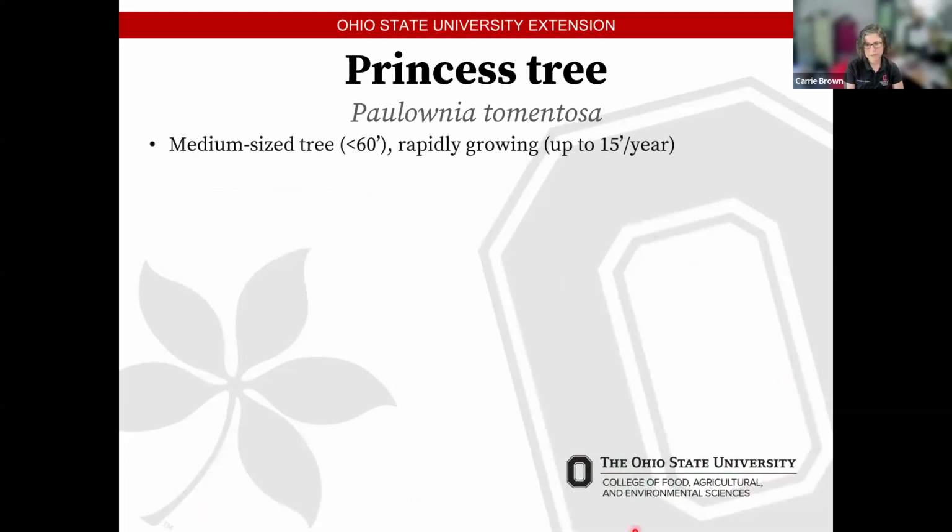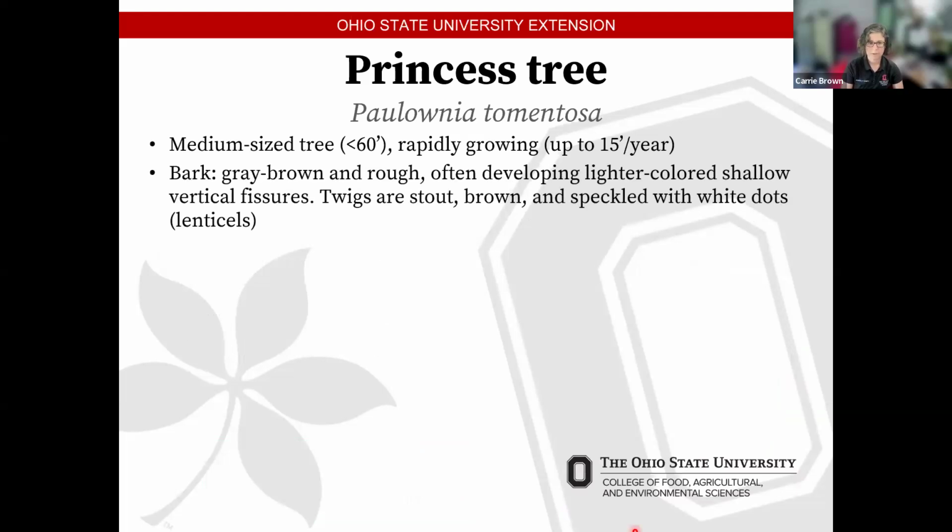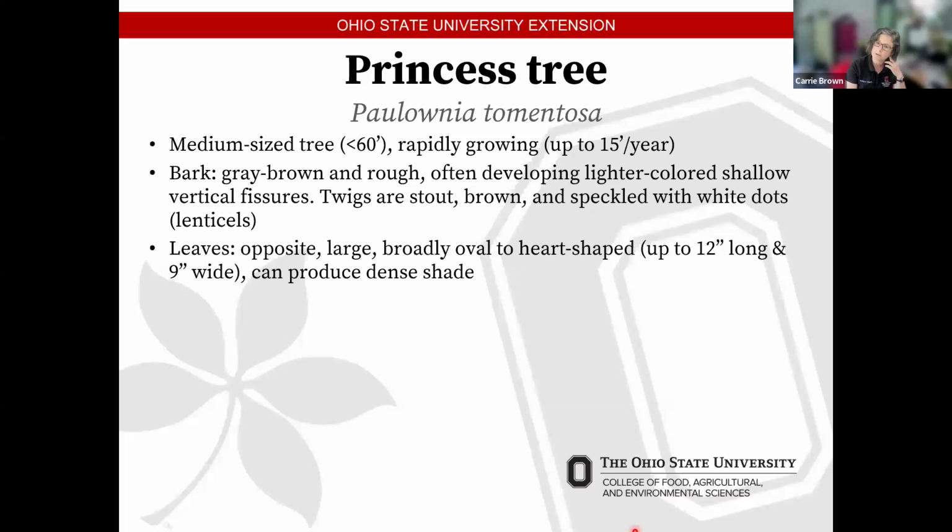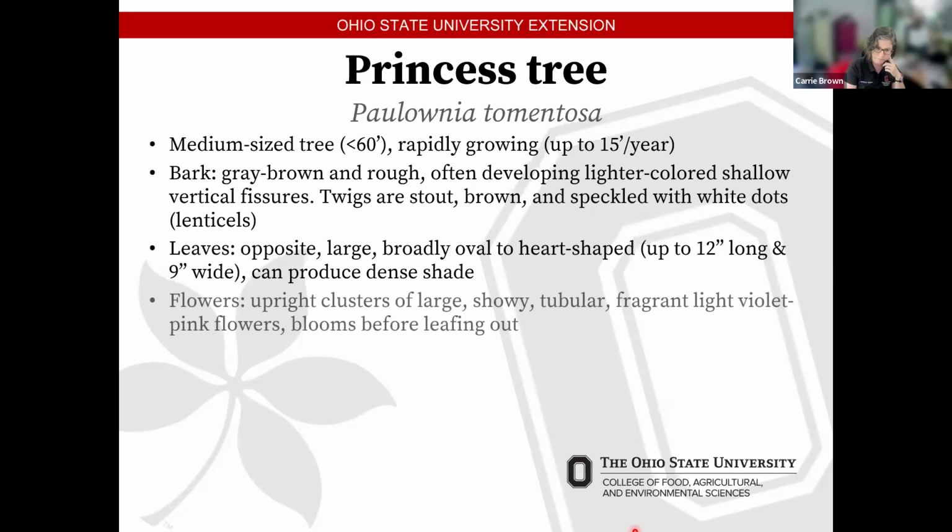So medium-sized tree, like we said, rapidly growing up to 15 feet per year. The bark is gray-brown, rough. I think as it matures, it kind of resembles the bark of tree of heaven, so lighter colored, shallow vertical fissures. The twigs are stout, brown, and speckled with white dots, which are the lenticels. So the lenticels are quite visible. The leaves are opposite. They are large. They can be very large. And because of that, they can produce dense shade.